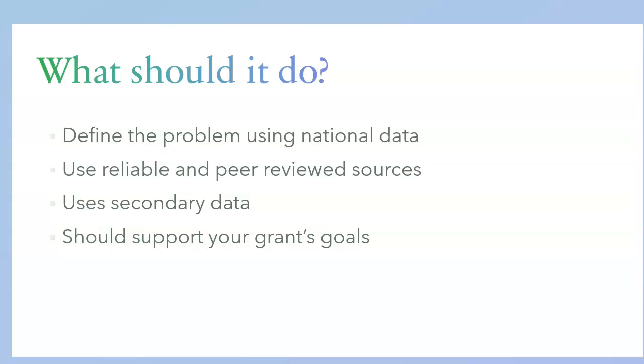What you're using is called secondary data. And the secondary data, it's secondary because someone else collected it and you're using it. So you're looking for secondary data at the national level about your problem, your population, or anything related to that. Whatever you use should support your grant's goals.